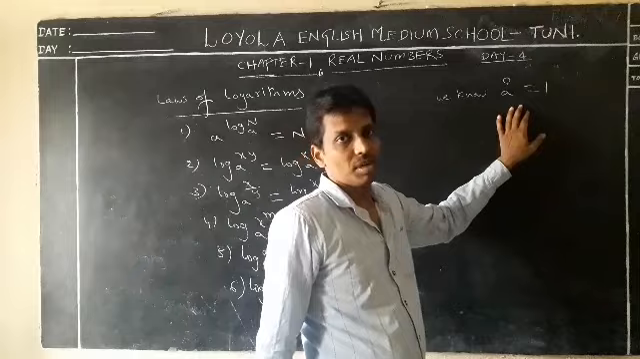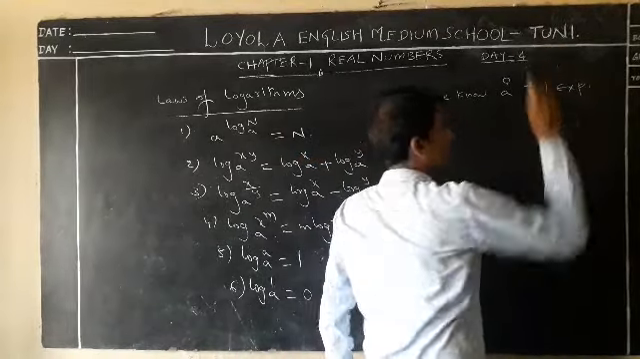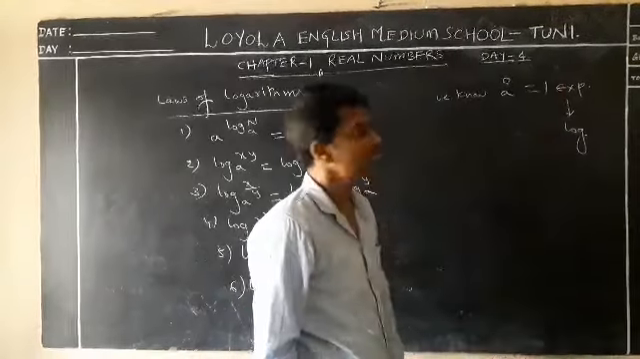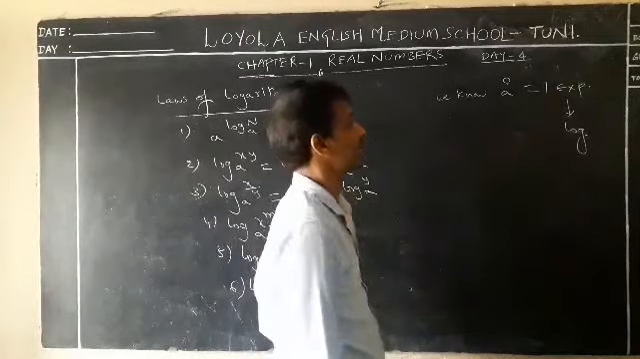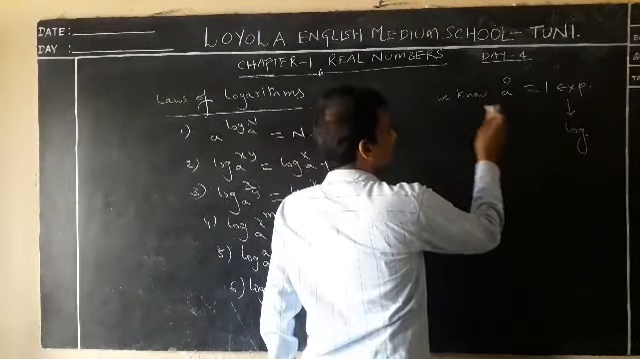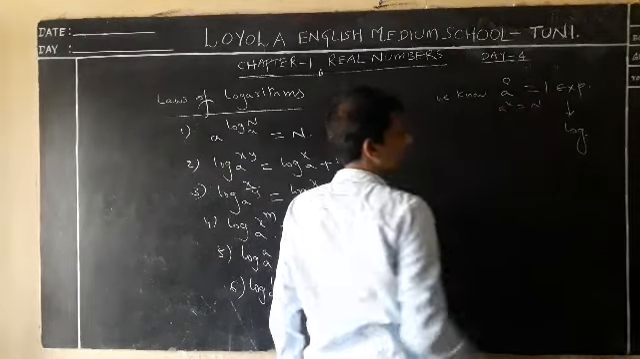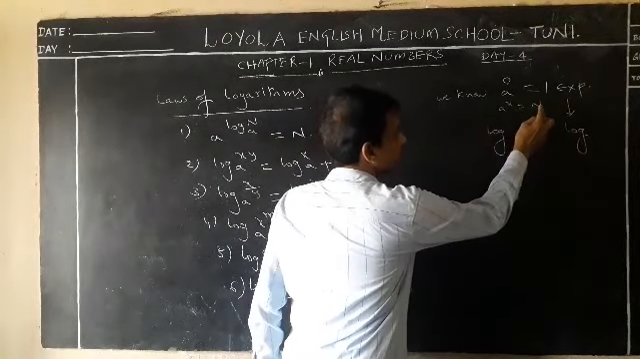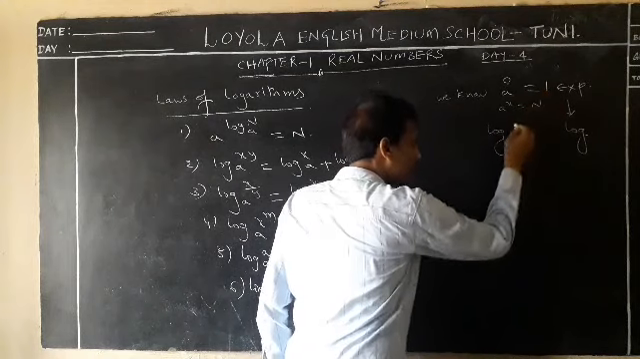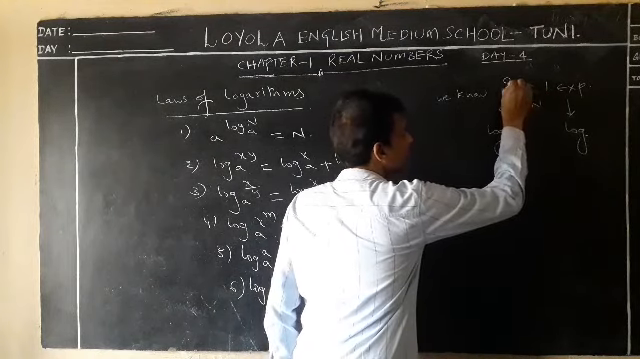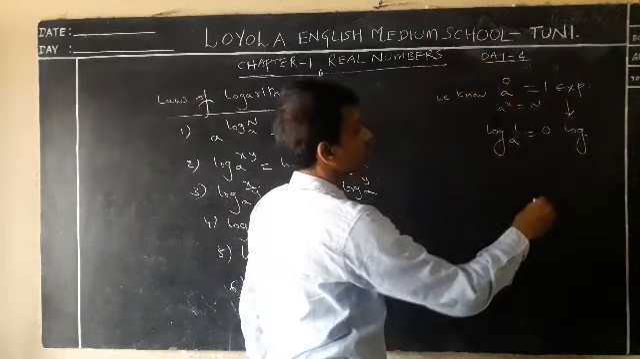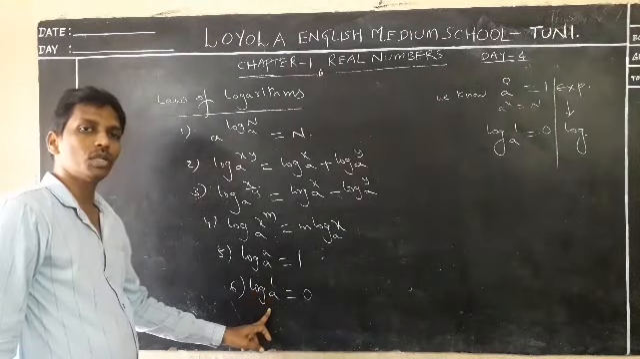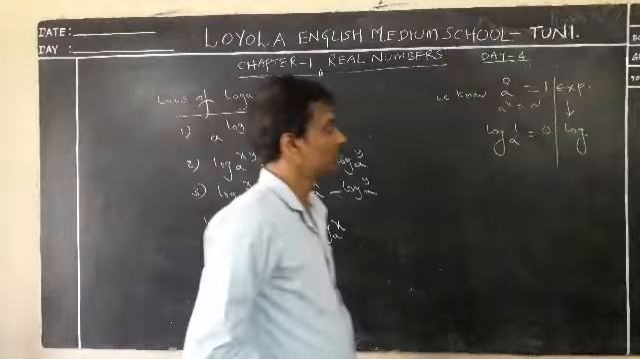See, this is an exponential form. When we convert this into logarithmic form, how does this exponential form change? Once you compare this with a power x is equal to n, what is the definition of logarithm? Log n to the base a. Log 1 to the base a equal to, this value comes as 0. Yes or no? So that is the case, log 1 to the base a equal to 0.